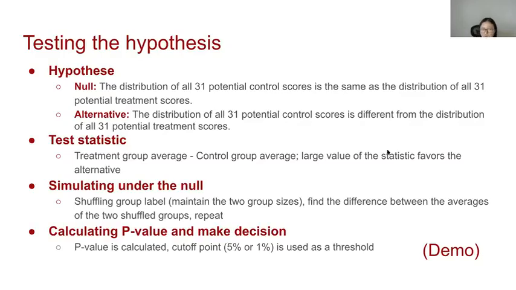Lastly, we are able to compute the p-value. We're going to see it again in the example. And then you can use the 5%, which is what we call the statistical significance level.